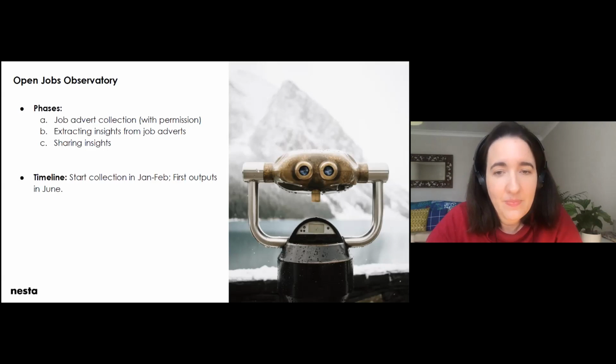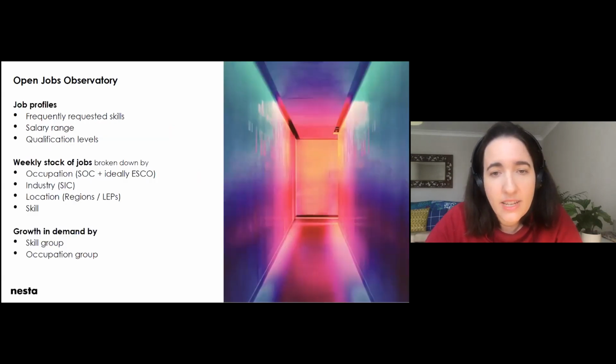Next slide. So there are 3 types of outputs that we'd like to publish. The first is a set of job profiles. For the most commonly requested jobs, we'd like to profile the typical skills that you need for those jobs, an estimate of the salary range that the jobs pay, and perhaps some indication of the typical qualification levels of these jobs.